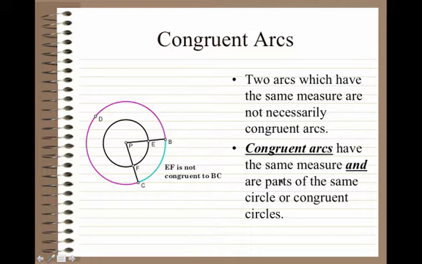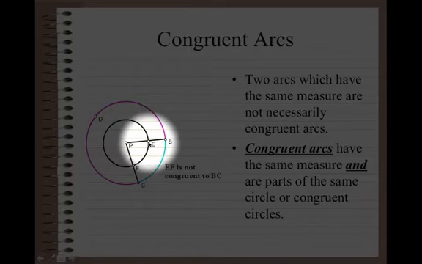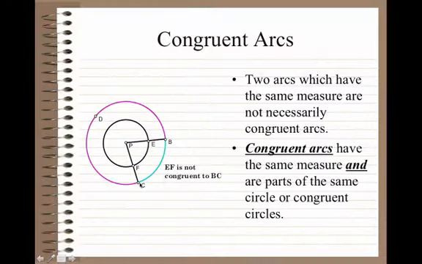All right, now, congruent arcs, what are those? Well, if you looked at the measure of arc EF and you looked at the measure of arc BC, you would see that they are the same measure. They're the same fraction of the circle that they're on. But clearly, nobody would say that the length of EF and the length of BC were the same, nor would they say that EF is congruent to BC. So we have to look at the definition of congruent arcs. Congruent arcs have the same measure and they are parts of the same circle or congruent circles.